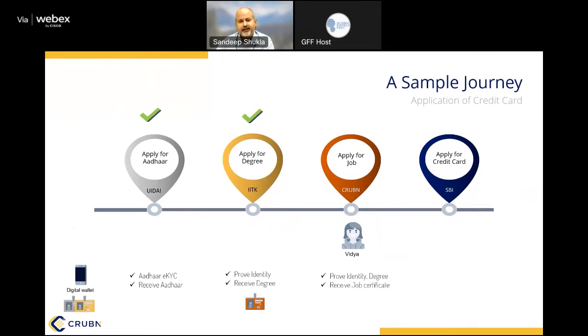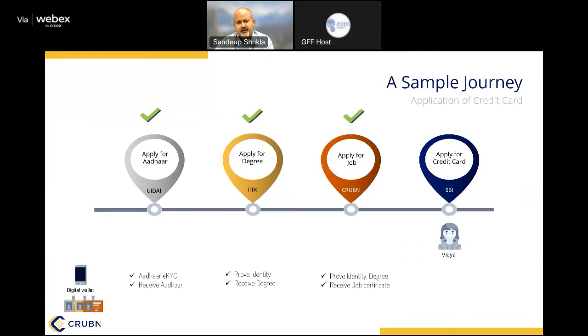And let's say a company gives her a job offer, and since she will need the job offer for loans and getting rental, etc., she will be receiving this as a verifiable credential. Then she goes to the bank and applies for a credit card.